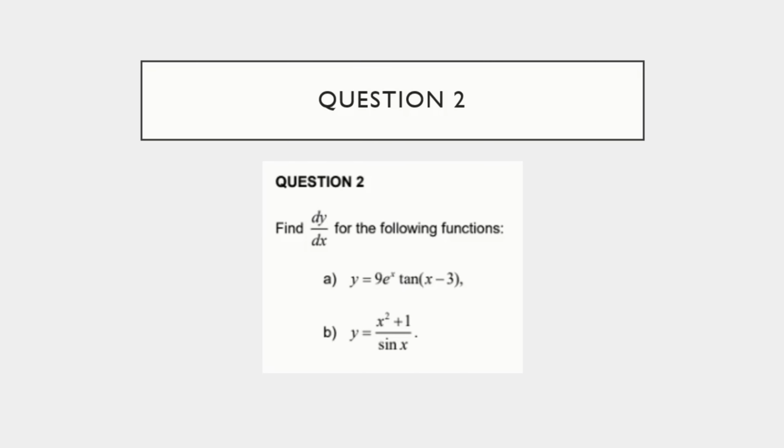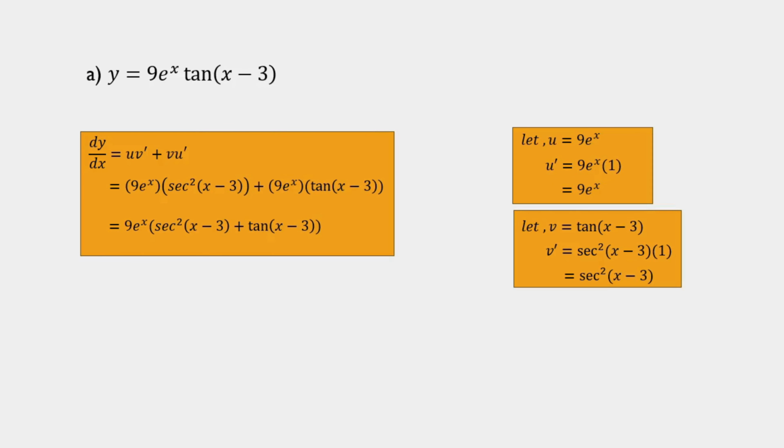Okay, let's take a look at question number 2. Find dy over dx for the following functions. A. y equals 9e to the power of x times tan x minus 3. B. y equals x squared plus 1 over sin x. Question A. y equals 9e to the power of x times tan x minus 3.